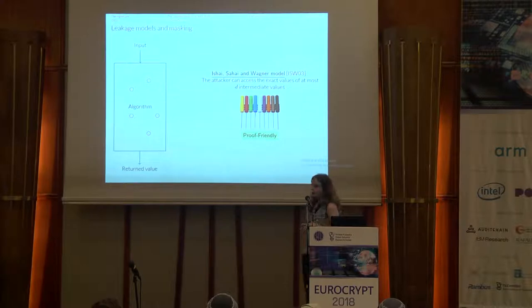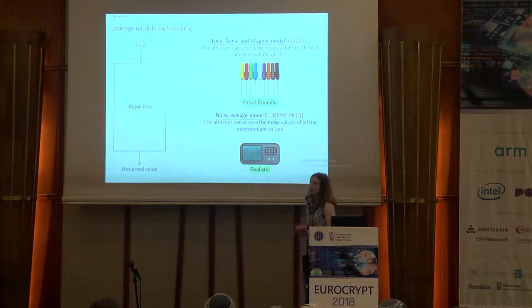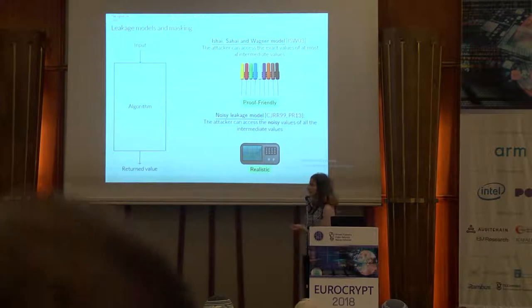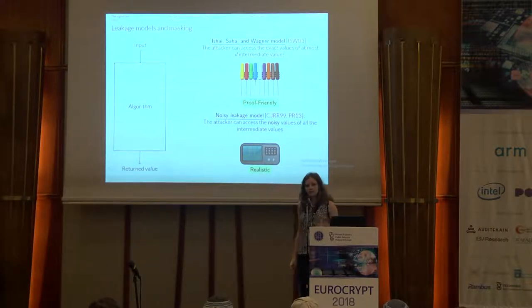And so it's really proof-friendly because we get the exact intermediate values. But it's not a really realistic model. There's another, more realistic model, which is called the noisy leakage model. And it's a model where the attacker gets the input, the return value, but also he gets noisy information about intermediate values. So he can get that by measuring the power consumption, measuring the electromagnetic waves around the chip which is running the algorithm. So this is a more realistic model, but it's hard to make proofs in this model.